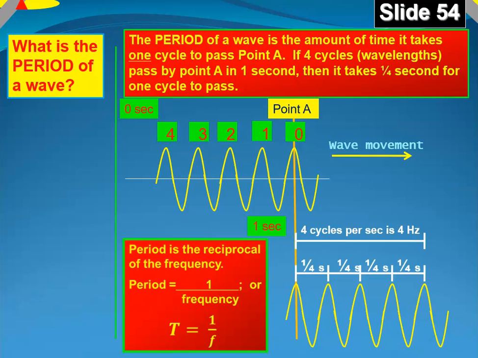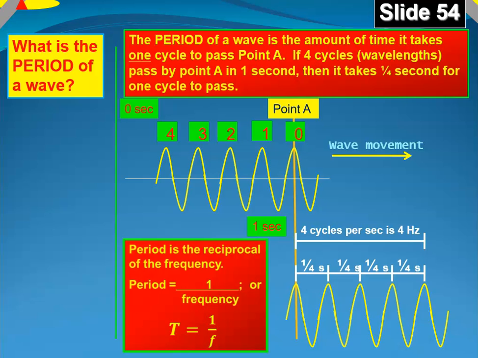Okay, on this slide, this is a further illustration of the concept of period. The period of a wave is the amount of time it takes 1 cycle to pass point A. Now, cycles are not really wavelengths. Wavelength is the distance from crest 1 to crest 2. It's a straight line from 0 to 1, 1 to 2, 2 to 3. That's a wavelength. The cycle is really one movement through the wave, but it starts at the same place and ends at the same place as a wavelength.